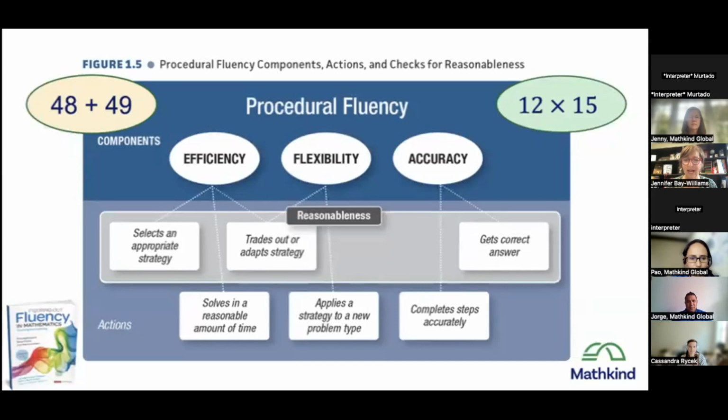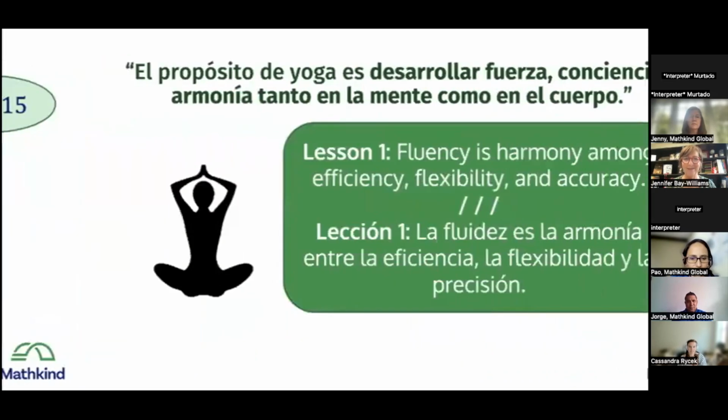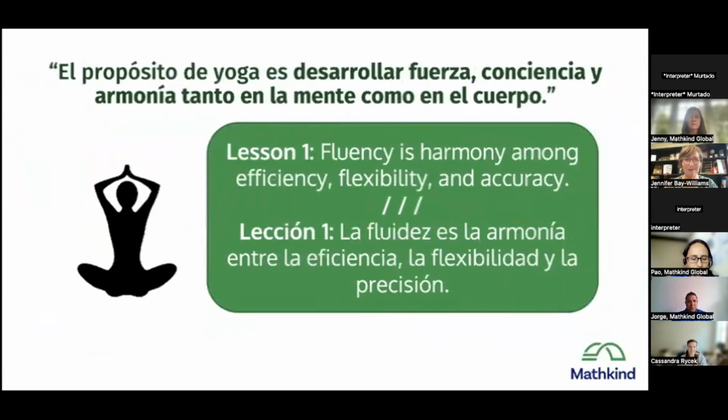All right, so that leads to our first lesson in pulling yoga together with mathematics. Fluency is harmony among efficiency, flexibility, and accuracy. Feel free to do a yoga move if you would like to as part of the fun of your closing session and the end of a busy day.